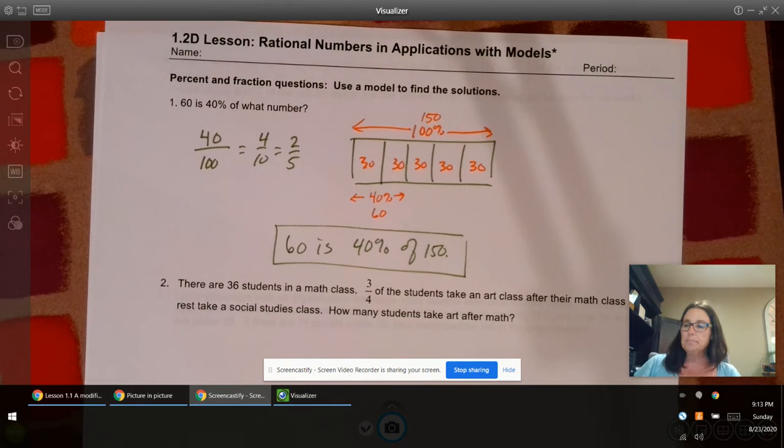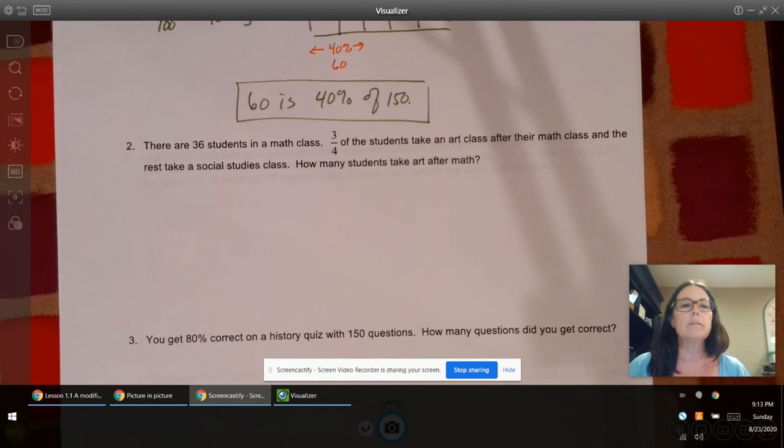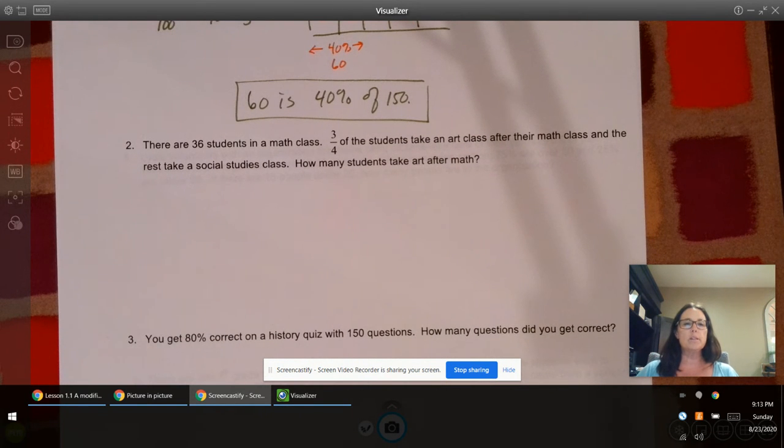All righty. Our first word problem. There are 36 students in a math class. 3/4 of the students take an art class after their math class, and the rest take a social studies class. How many students take art after math? So it's really important to label up your bar model. Super important to just label it all up with words, numbers, whatever. The more you get on it, the better it is, because you can be asked any question and you can answer the questions.